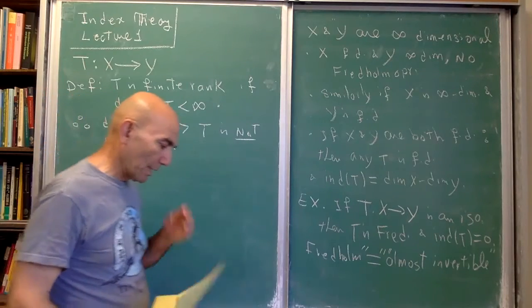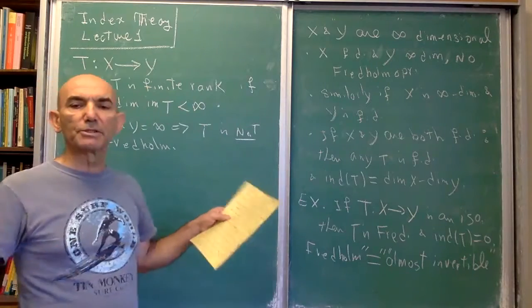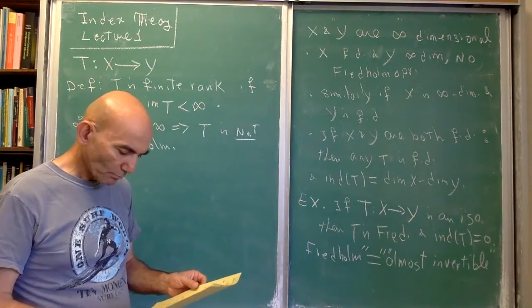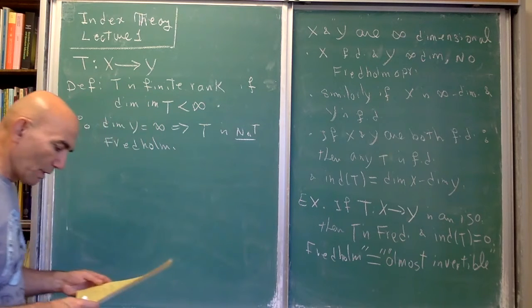So in a sense, the two classes are completely disjoint from each other, and they have no intersection.